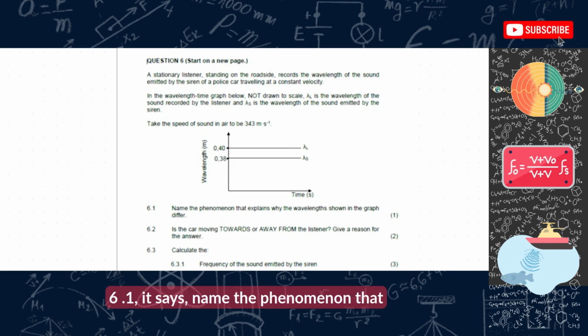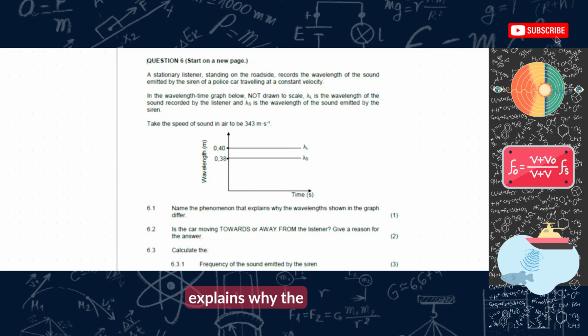6.1 says: name the phenomenon that explains why the wavelength shown in the graph is different. Here they want to see if you understand the definition of the Doppler effect. You can see that the person has registered a different wavelength than what the source is emitting, and that is due to the Doppler effect.